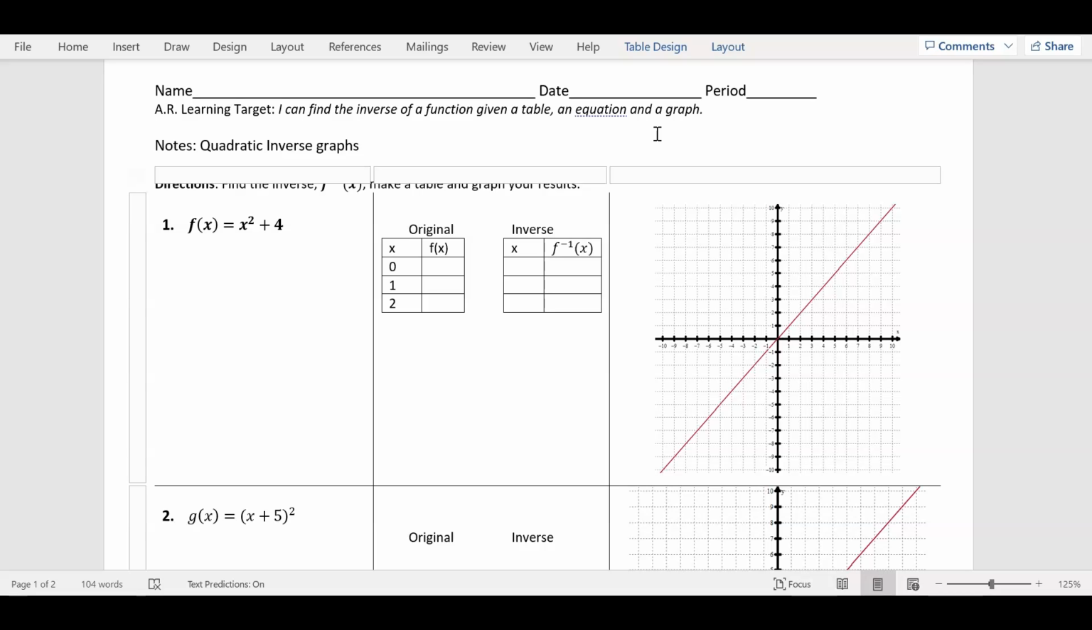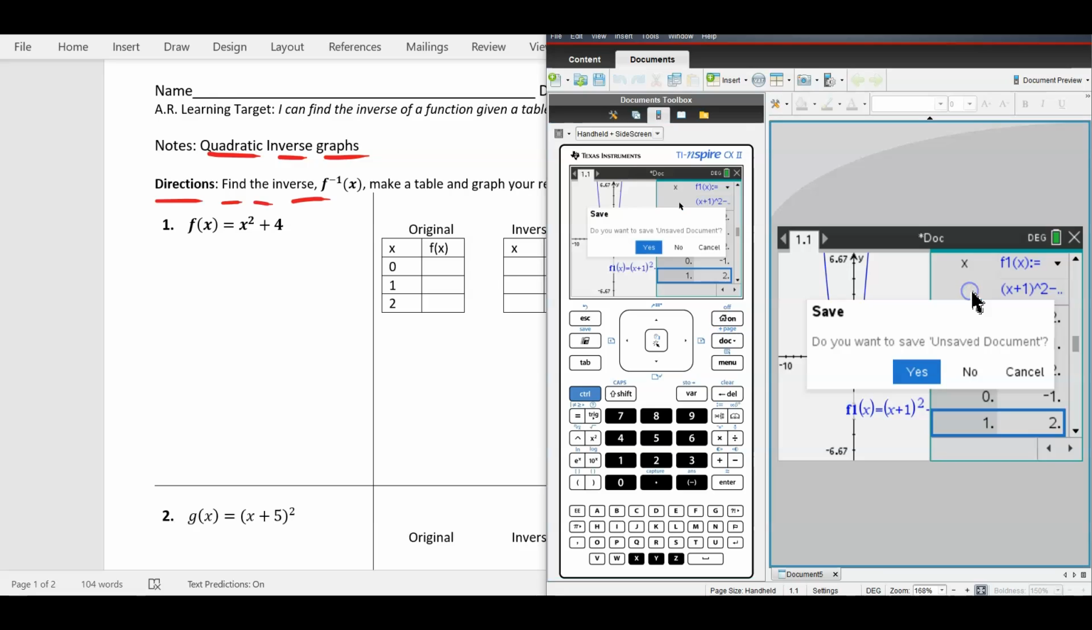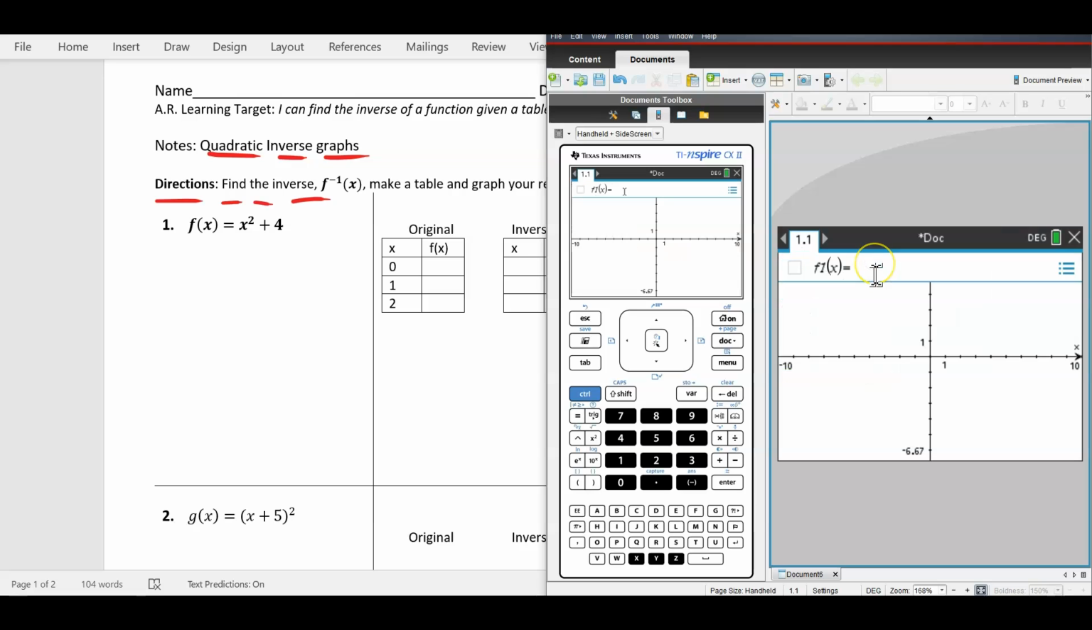Okay, notes on quadratic inverse graph. For some reason it's covered up here, but on your page it is not. It says directions, find the inverse, and make the table. Now, everybody, turn on your calculator, please. Go to a new document, because you're supposed to get your own and be on time. Do not save. How do I get a new graph? New document, number 2 for a graph.